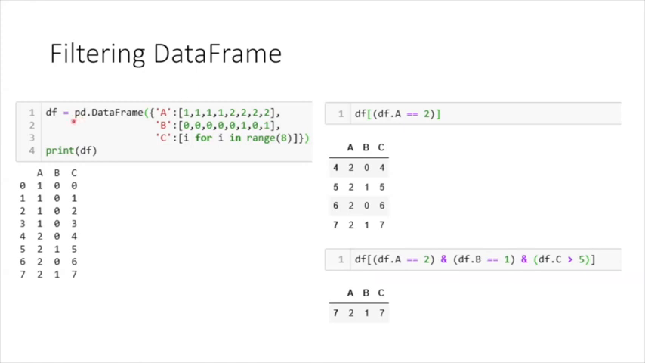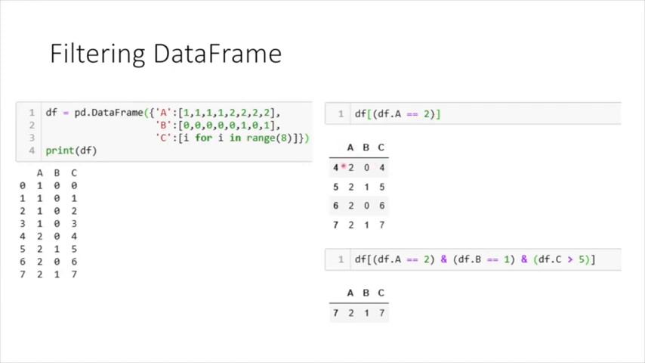So let's create a new data frame. And so this is our new data frame. Variable A is a bunch of 1s and 2s. Variable B is mostly 0s and some 1s. And variable C is 0, 1, 2, all the way to 7. And now we want to do some sort of filtering. So let's find the values where A equals 2.